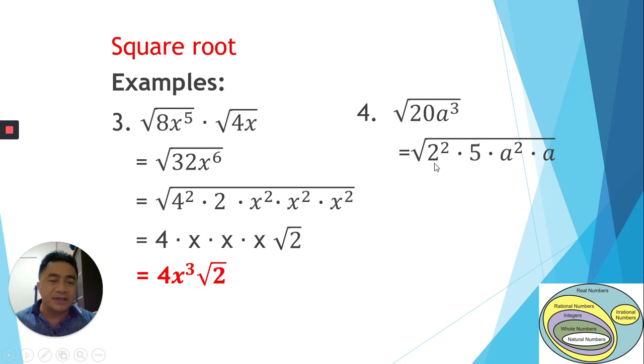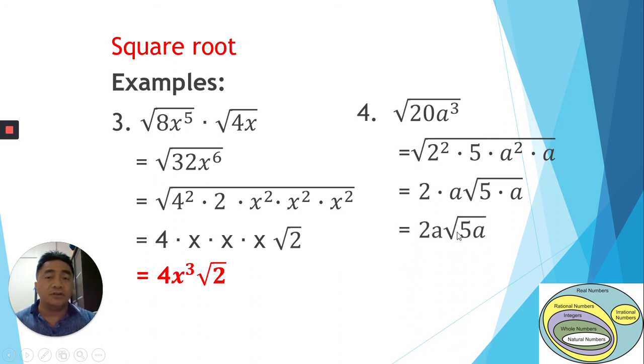Then the next step is, since this 2 has a power 2, a perfect square, we can extract this out of the radical sign. Only 5 and a will remain. So we have 2, then a, then inside the radical we have 5 times a. Combining this, we have 2a square root of 5a. Did you understand it? Easy. So that is about the square root of expressions having variables.